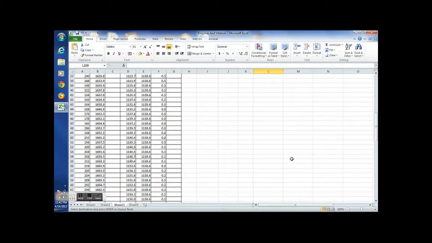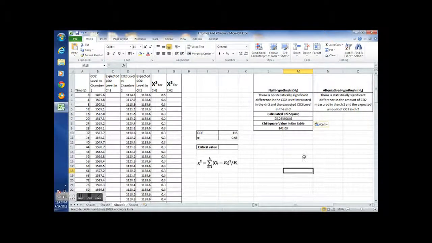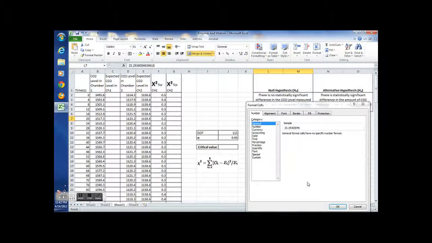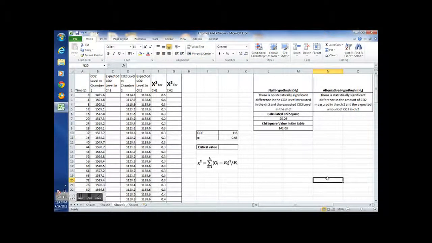Calculated chi-square. There you go. Let's format this to the nearest decimal. There you go. Alright, this is for chamber number 2.